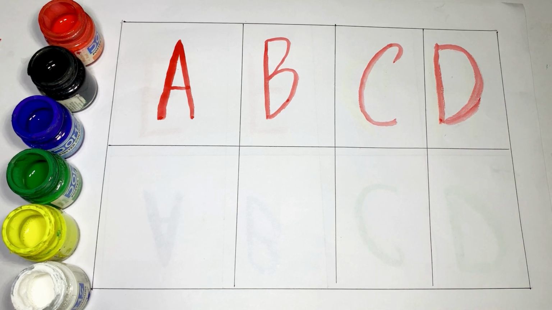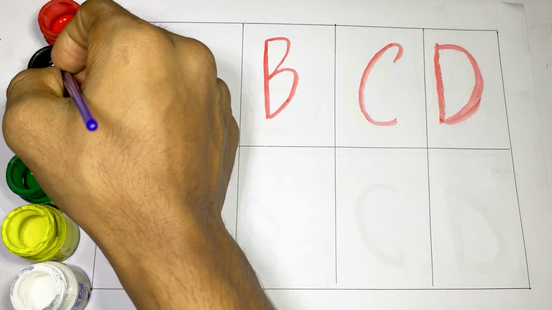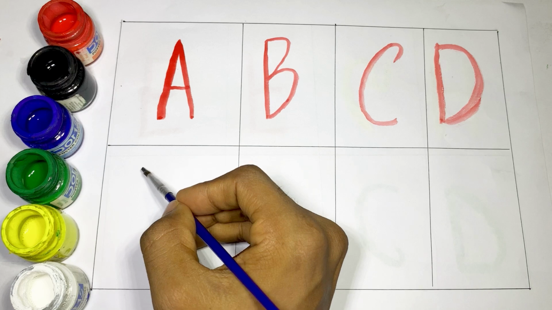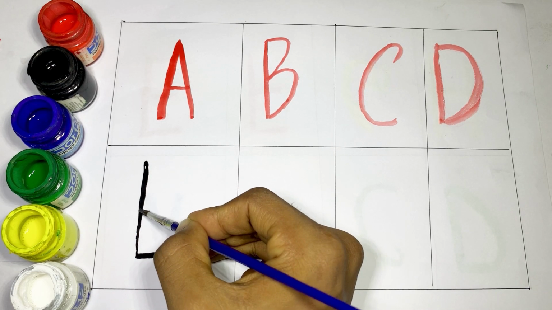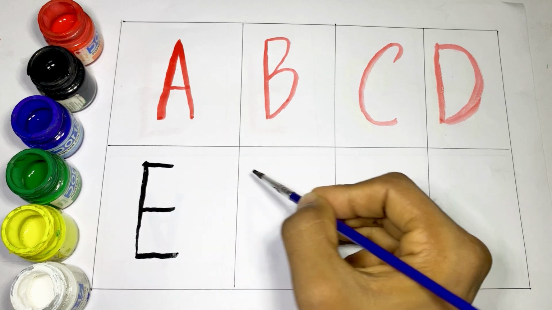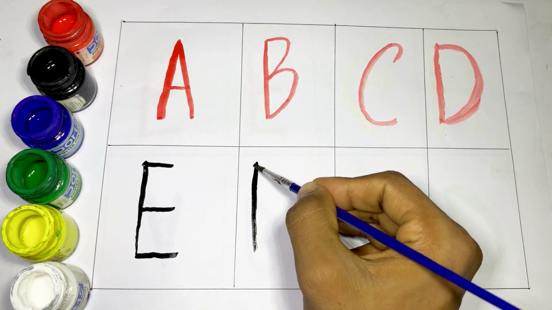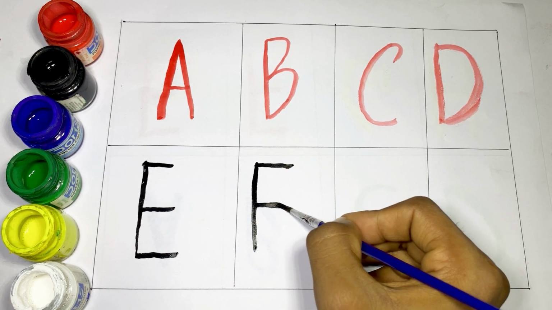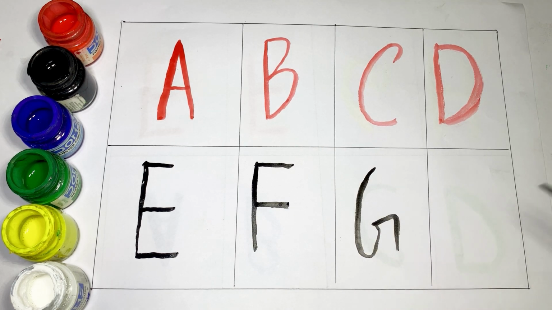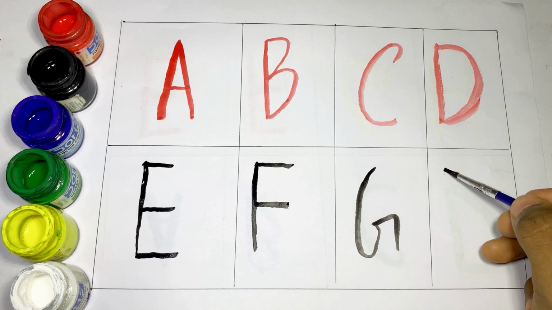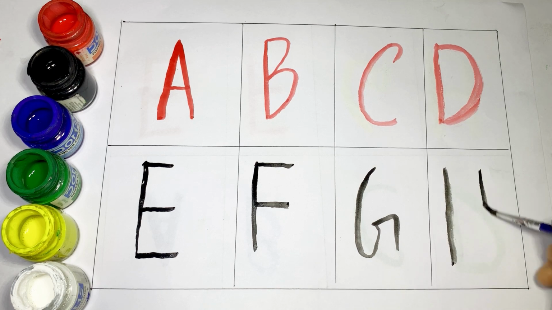Kids, now E for egg, E for elephant, and use black color. F for fish, F for fan. G for goat, G for grapes. H for hand, H for helicopter.